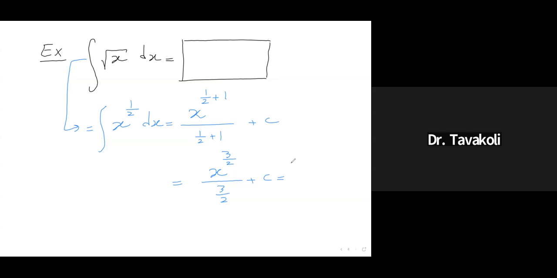Dividing by 3/2 is the same as multiplying by 2/3, right? That's again something that you know from basic algebra. So the final answer is 2/3 times x to the power of 3/2 plus c.